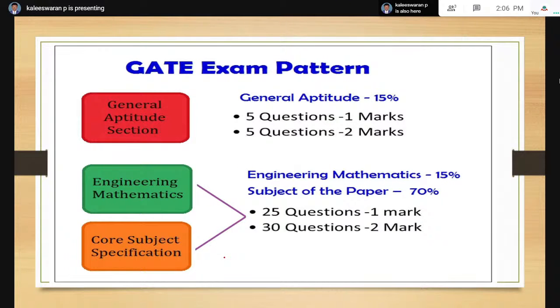When we come to the GATE exam syllabus and exam pattern, there is 15% weightage. You know very well about the GATE exam and its use. You can get jobs in public sectors and higher studies through the GATE exam. Okay, there is 15% weightage for aptitude in the GATE exam.